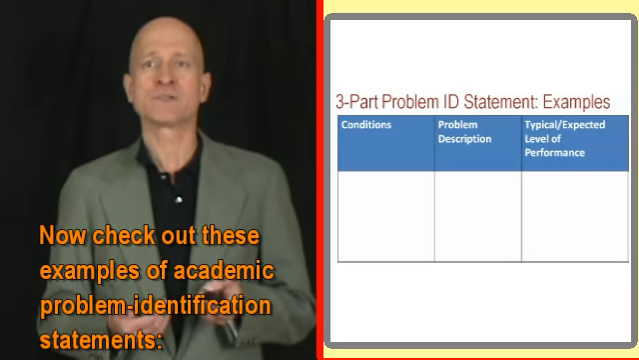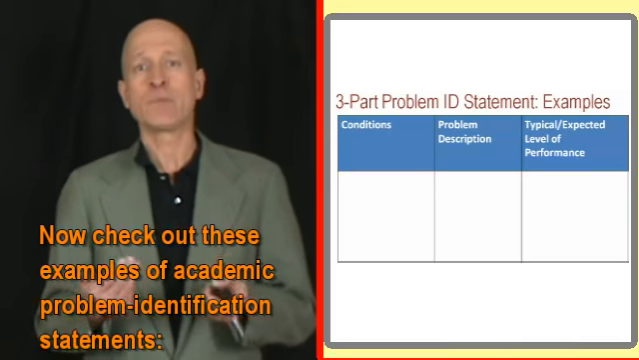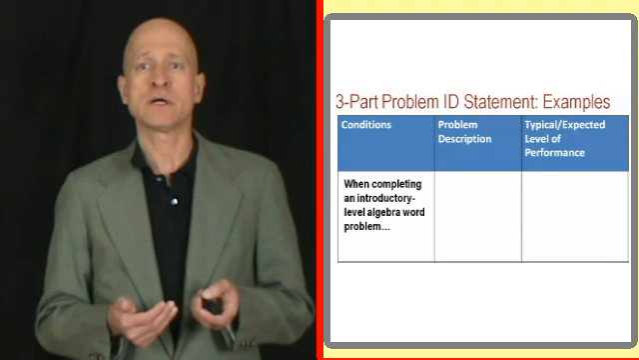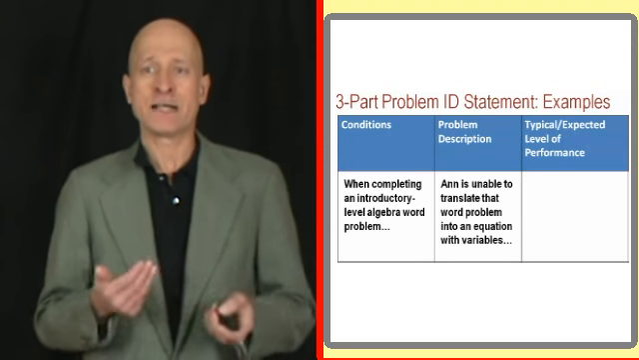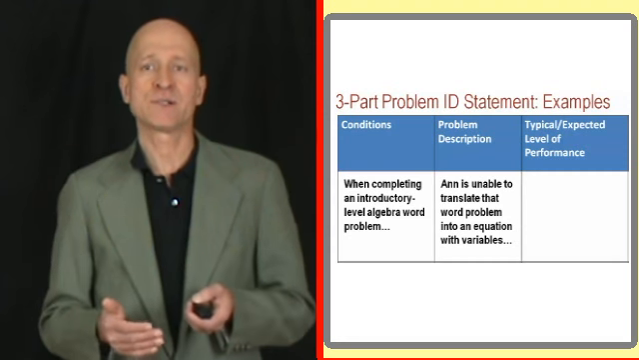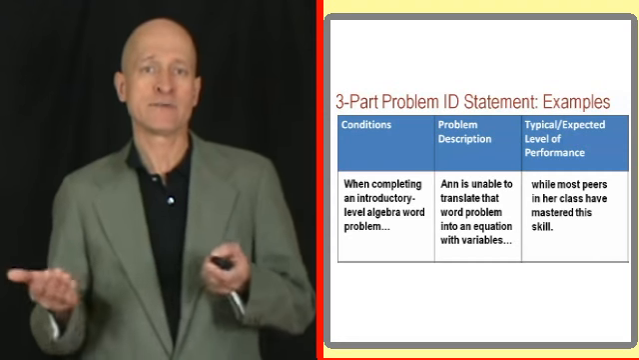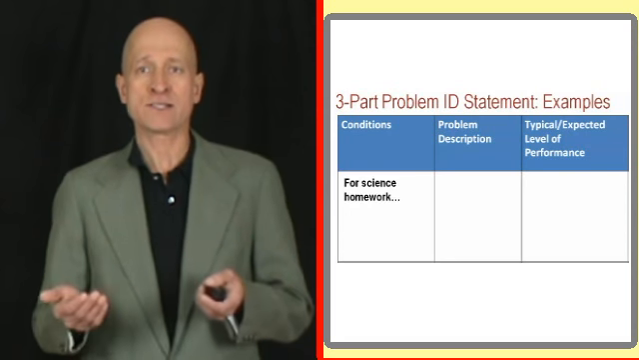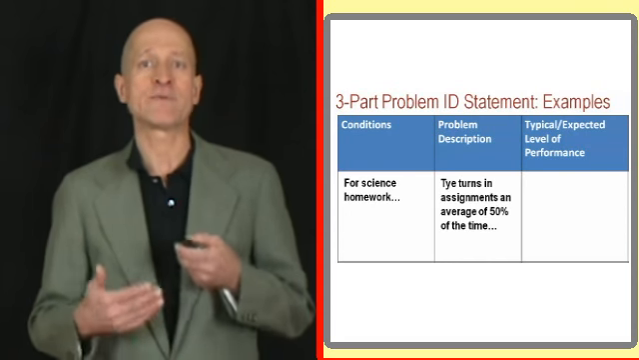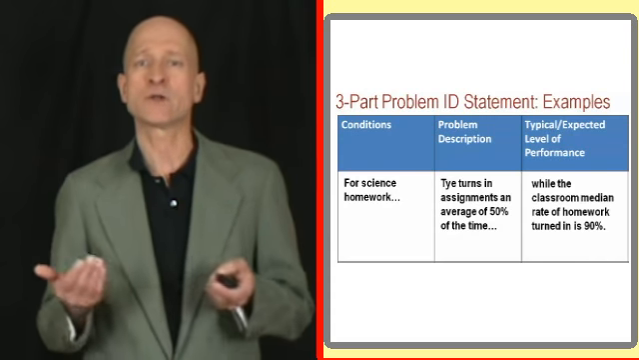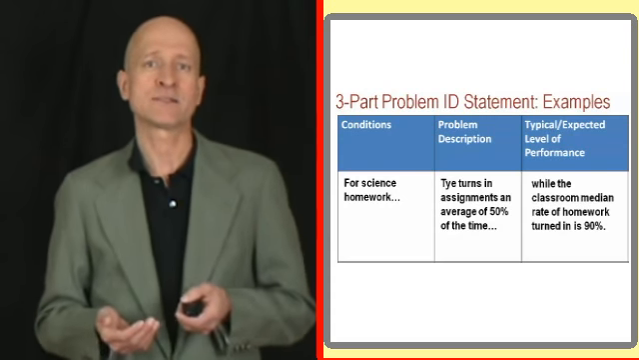Now, check out these examples of academic problem ID statements. When completing an introductory level algebra word problem, Anne is unable to translate that word problem into an equation with variables, while most peers in her class have already mastered the skill. Or for science homework, Ty turns in assignments an average of 50% of the time, while the classroom median rate of homework turned in is 90%.